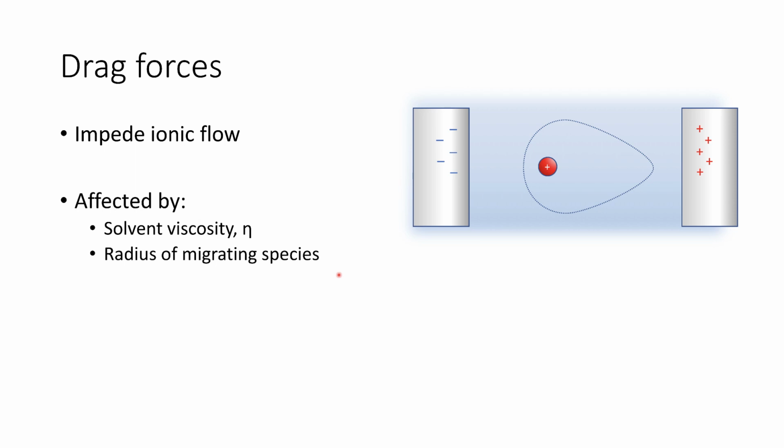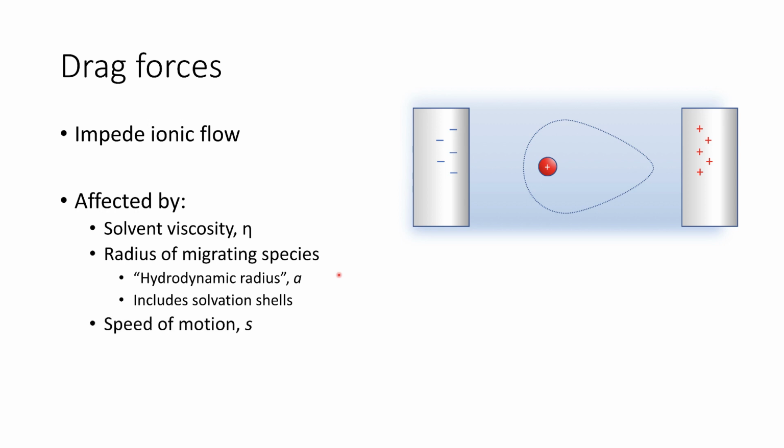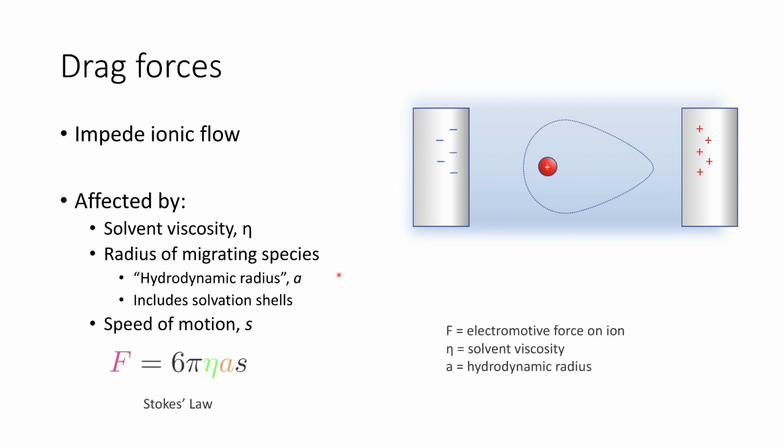This is all summed up in a term called the hydrodynamic radius. It includes the solvation shells and it includes any averaging effects that go on there. There's also the speed of motion. The faster an ion moves, the more drag you would expect it to experience. And all of these factors are summed up in Stokes' law, which relates the force on our ion to the viscosity of the solvent and the hydrodynamic radius.